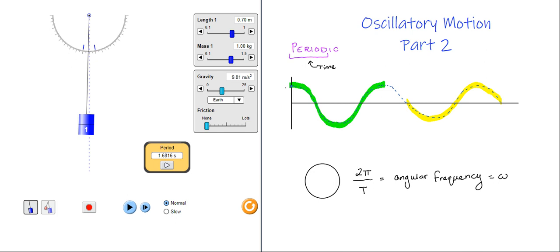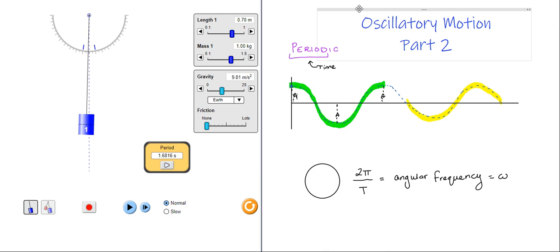Now of course we know that we have an amplitude at each of these gaps from the equilibrium to the maximum position, and this could be a graph of velocity or acceleration or displacement, because the same pattern is occurring.